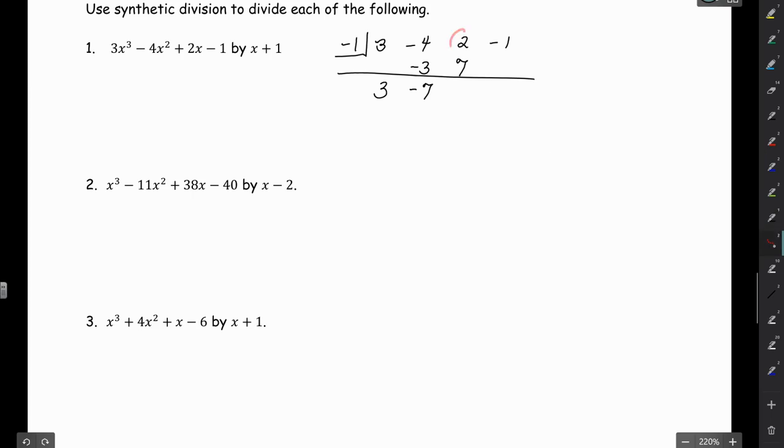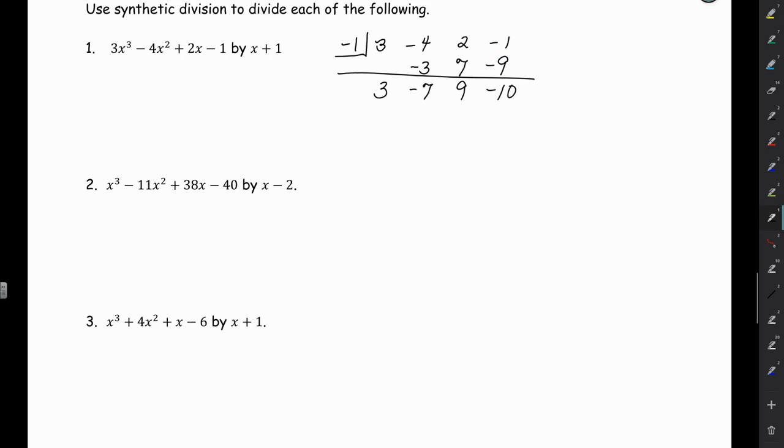Now we're going to add these two guys together. We're going to get 9. Now we're going to take 9 times -1, and that gives me -9. And again, we're going to add these two guys together, and that gives me -10.